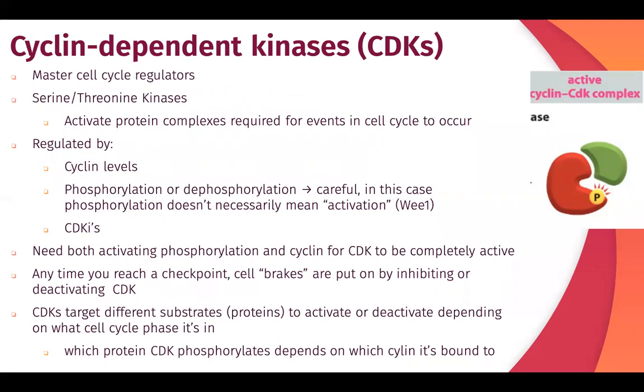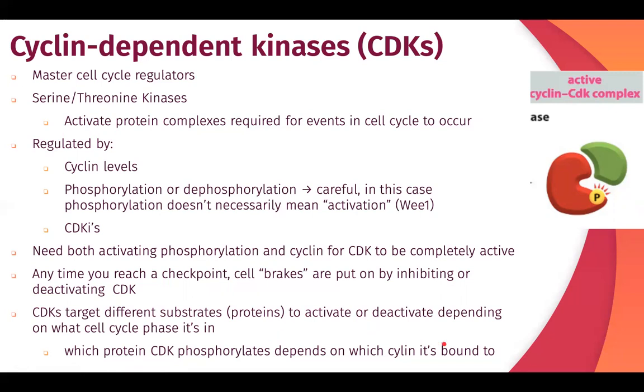So your CDKs are the master cell cycle regulators. They are very present throughout the entire cell cycle. They are the master cell regulators because of how present they are. So if you restrict any of the CDKs at any point within the cell cycle, that can prevent the cell cycle from continuing, and it'll stop the cell cycle if needed. They're regulated by cyclins. So depending on what cyclin you have, that's going to determine whether or not your CDK is going to be active. So that's why it's cyclin dependent. You can't have an active CDK if you don't have cyclin along with it.